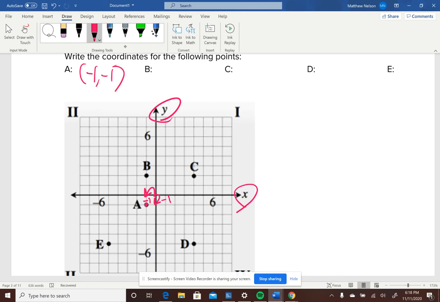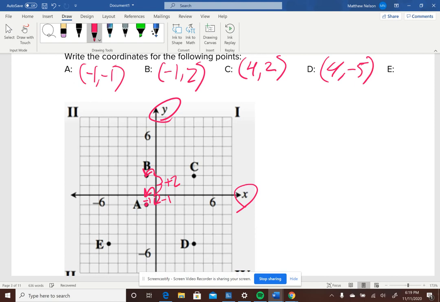And then we're looking at point B. Well, that is negative 1 on the x, right? We're going 1 over backwards on our x, and then we're going up 2 for our y, up 2. So that's going to be positive 2. C, we're going over positive 4, and we're going up positive 2. D, we're going over positive 4, and we're going down 5. So it's going to be negative because we're going down.